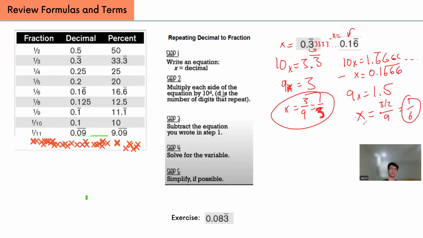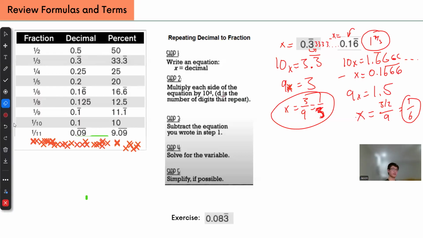Yeah, so generally we just have this is 1/6, right? Or you could just realize that 0.66 repeating is 2/3, so this is 1 and 2/3, right? This is 1 and 2/3. And you could just combine this into a fraction that way. That works too. All right.